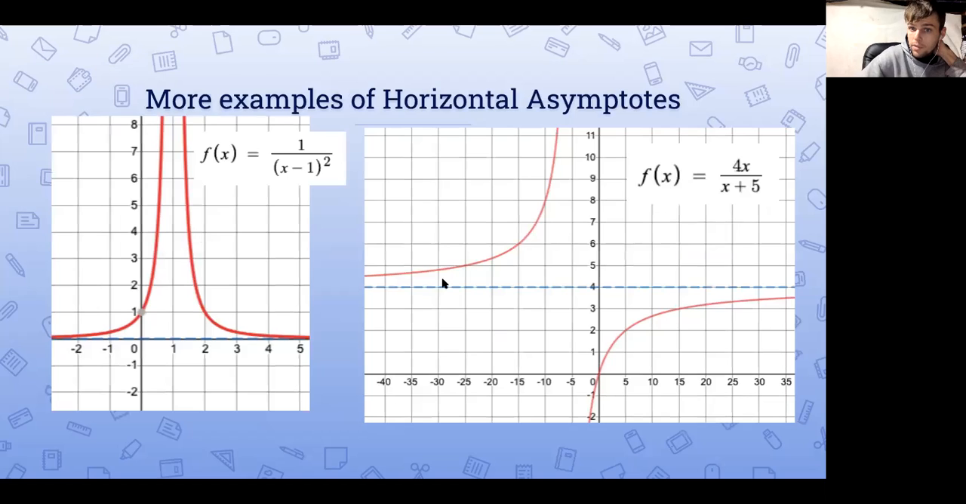Here are a couple more examples of some horizontal asymptotes. Here we have one that is along the x-axis at y equals 0. That would be the equation of that one. And here we have a horizontal asymptote at y equals 4. We'll talk about how we find these specific things in a moment, both the vertical asymptotes and the horizontal asymptotes. You can also see that this one would actually have a vertical asymptote at -5 as well, or this one would have one at 1. You can see the behavior there.